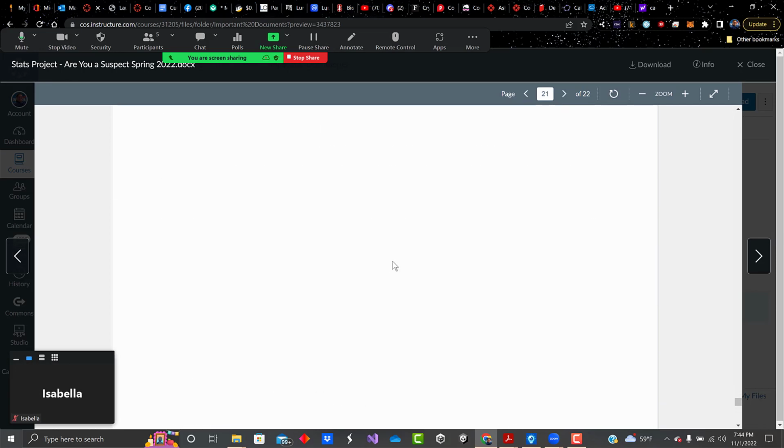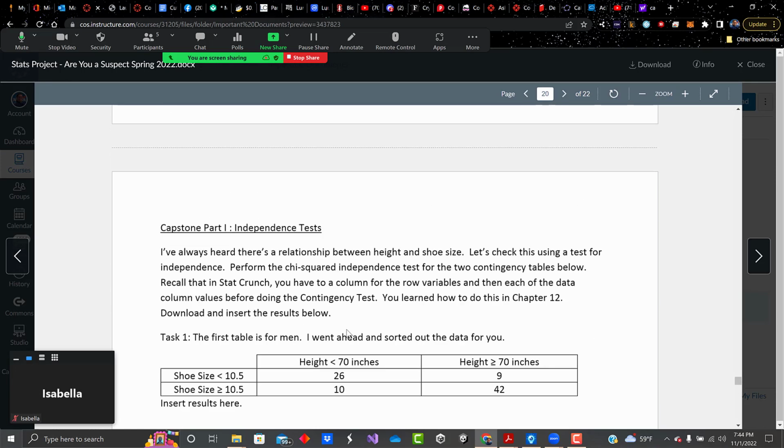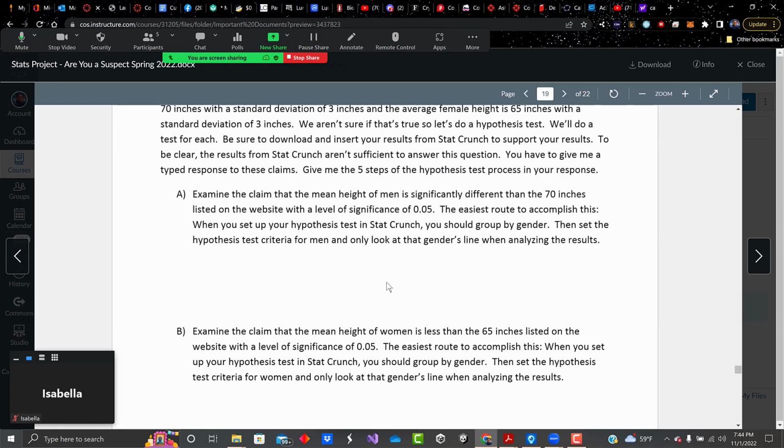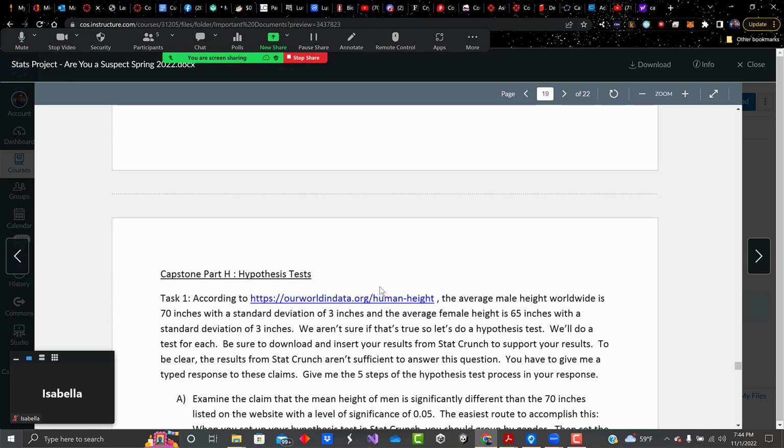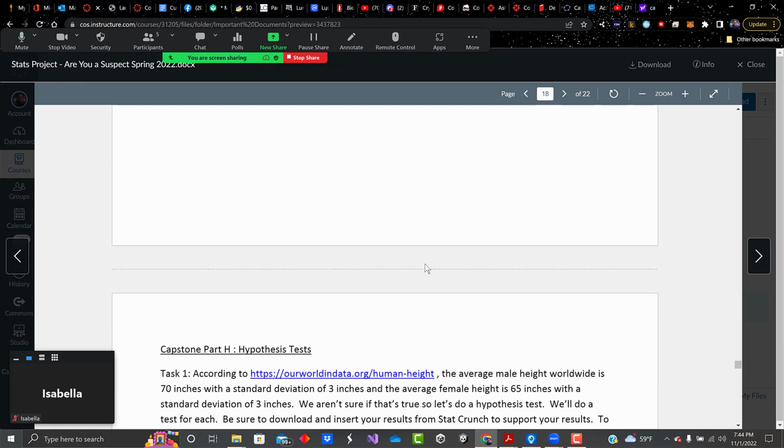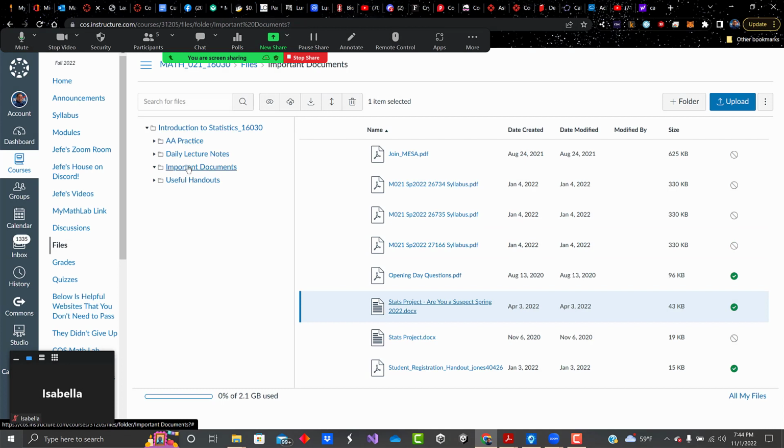So you won't be able to do I or J yet. H we just covered today, average male height. So this is kind of like a one sample thing. So you could do all the way up through H, and we'll be doing I in the next couple weeks. Again, that's in Files and Important Documents. And right now it says, Are you a suspect, spring 2022? I will upload the one that says fall 2022, either tonight or tomorrow morning.